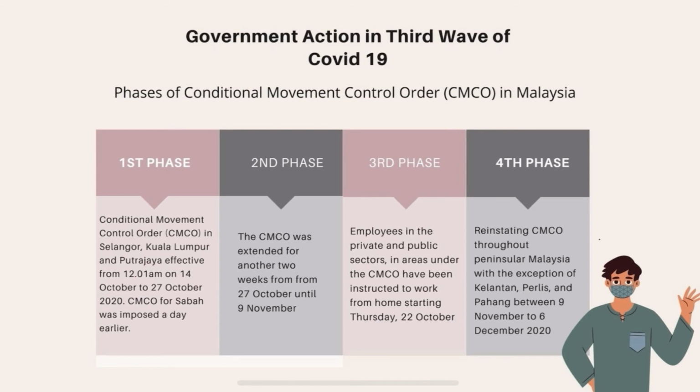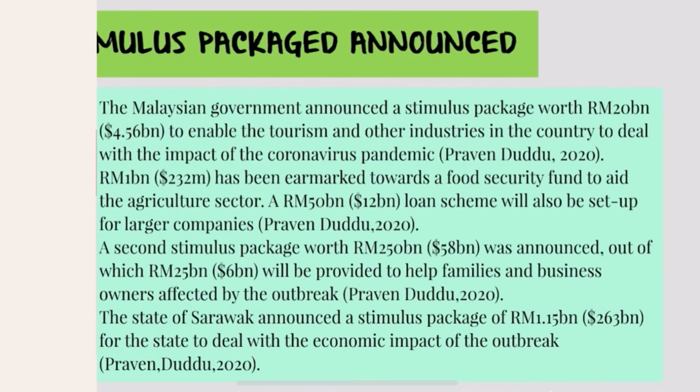Fourth phase, Senior Minister Ismail Sabri Yaakob announced that the Malaysian government would be reinstating its CMCO throughout Peninsular Malaysia with the exception of Kelantan, Perlis and Pahang between 9 November and 6 December 2020. In addition, CMCO measures for Sabah, Selangor, Kuala Lumpur and Putrajaya, which were scheduled to end on 9 November, were extended until 6 December. Next, the stimulus package announced by the government.